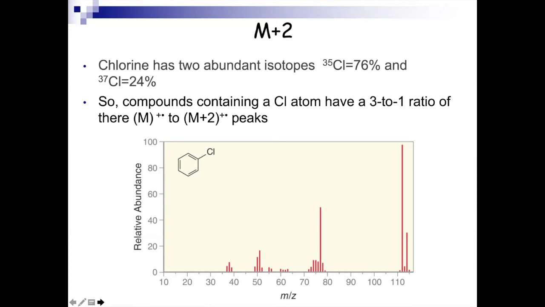So first identify the parent peak. In this molecule right here, it's going to be the one that's at 112 mass to charge ratio. We see that the M+2 peak at 114 is about 1/3 of the intensity of our M+ peak. And that tells us that we have chlorine.